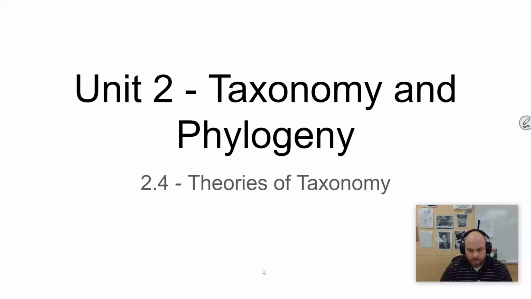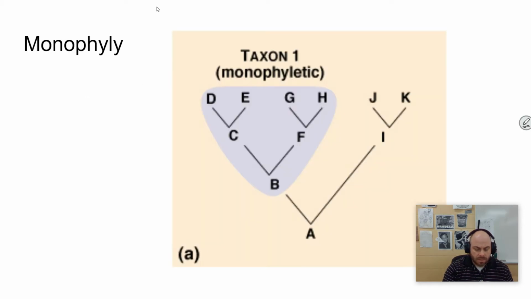All right, in this video, we'll be looking at some different theories concerning taxonomy, basically just broadening our concept of cladistics that we learned in the last video. There are some common terms that are associated that we'll use as we talk about this. One of them is monophyly or a monophyletic group. And a monophyletic group includes the most recent common ancestor and all of its descendants.